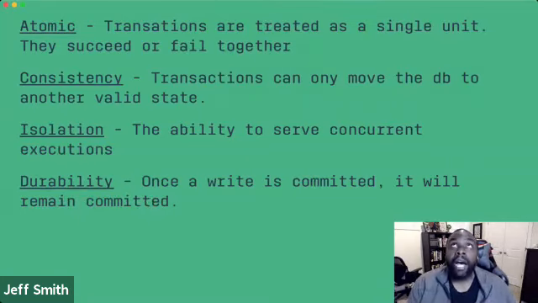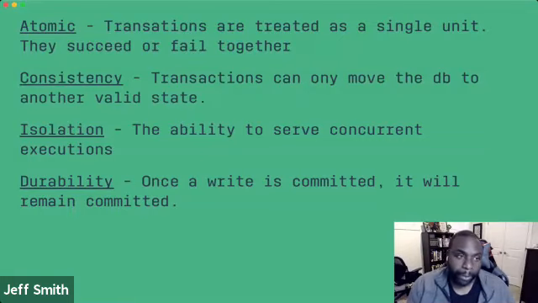So if I was doing a debit and a credit on the same account, I would want to make sure that when I updated that record, there was some sort of locking mechanism that prevented me from both debiting and crediting the account at the exact same time, because then I might end up with an incorrect dollar balance.